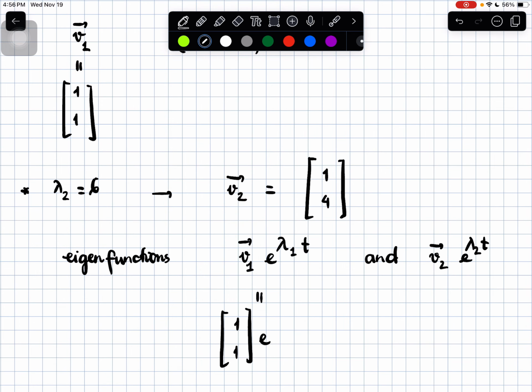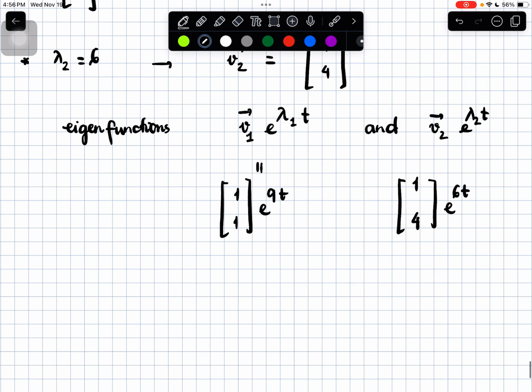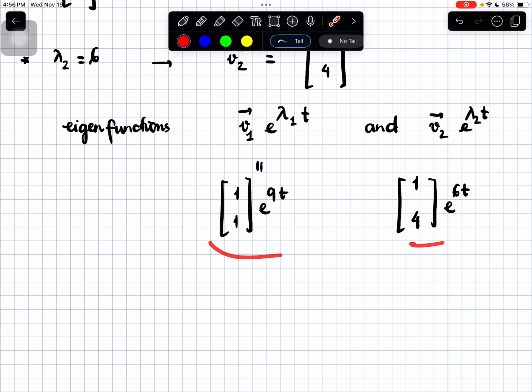e to the lambda 1 t, which is e to the 9t. The second one (1, 4) e to the lambda 2 t, which is e to the 6t. These are 2 eigenfunctions. Step 2.